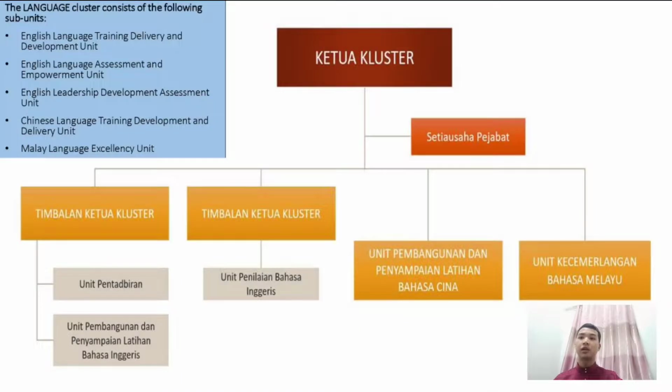So here is the organization chart for the Cluster for Language Excellence. This cluster consists of 5 different subunits. First is the English Language Delivery and Development Unit. Second is the English Language Assessment and Empowerment Unit. Next is the English Leadership Development Assessment Unit. We also have the Chinese Language Training Development and Delivery Unit. And the last one is the Malay Language Excellency Unit.